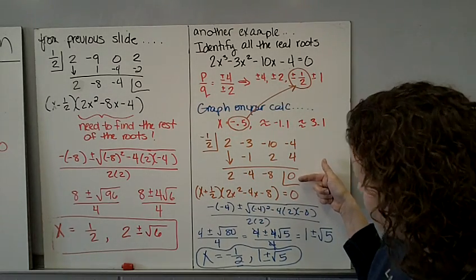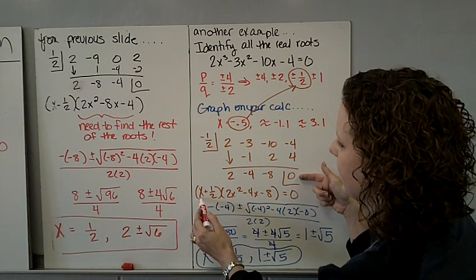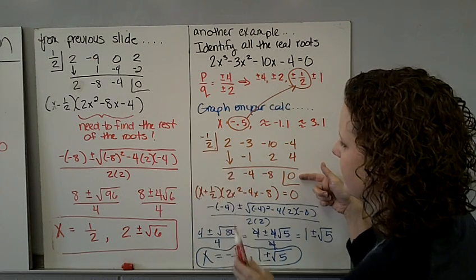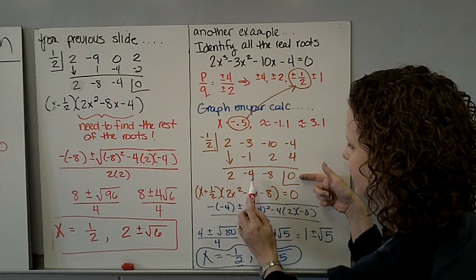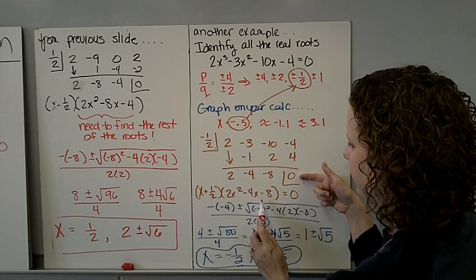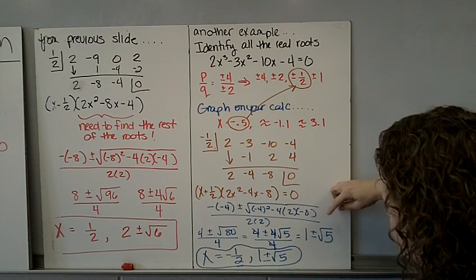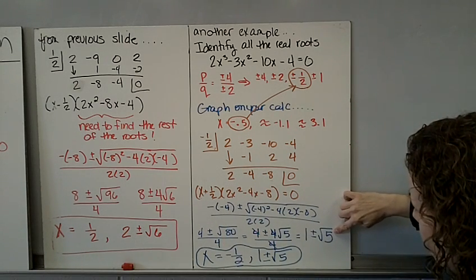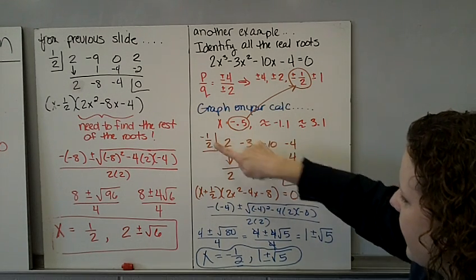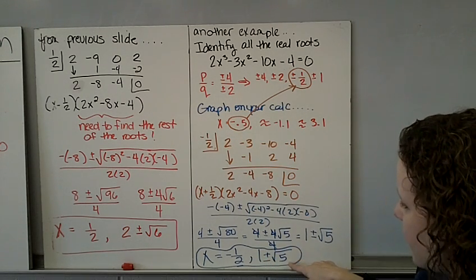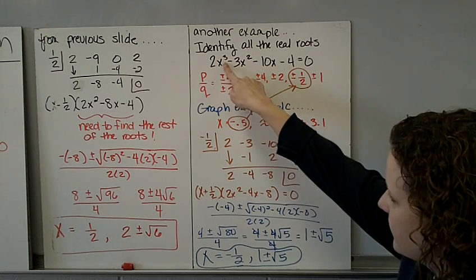Your synthetic division gave a remainder of 0, so I know I've got x plus 1/2, which is from right there, and 2x squared minus 4x minus 8. That comes from right here. Okay, quadratic formula. Everything simplifies to 1 plus or minus the square root of 5. So I know my roots are negative 1/2 and then 1 plus or minus the square root of 5. That's 3 roots, and it's x to the 3rd.